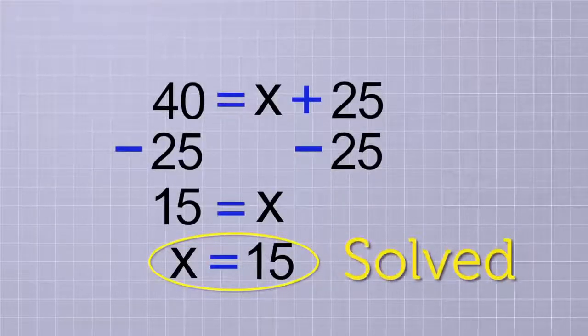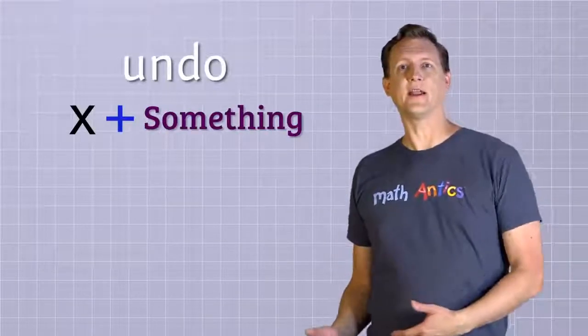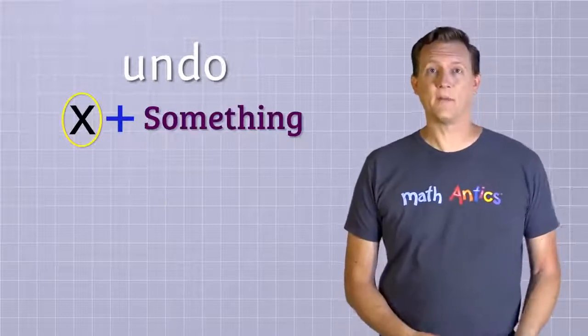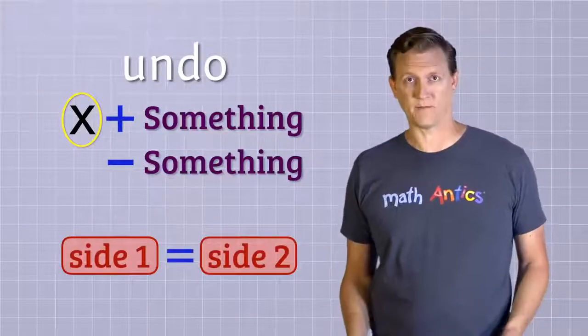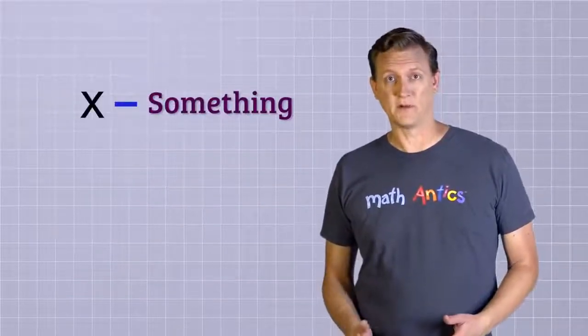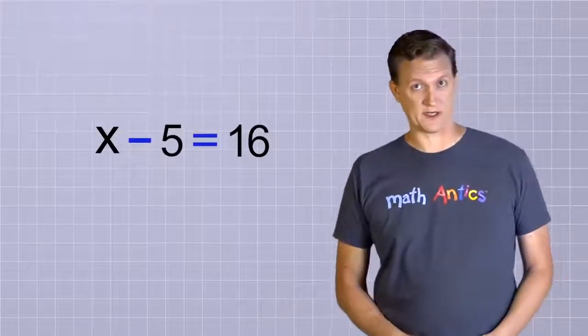Again, we've solved the equation. So, whenever something is being added to an unknown, we can undo that and get the unknown all by itself by subtracting that same something from both sides of the equation. But what about when something is being subtracted from an unknown? Like in this example, x minus 5 equals 16.